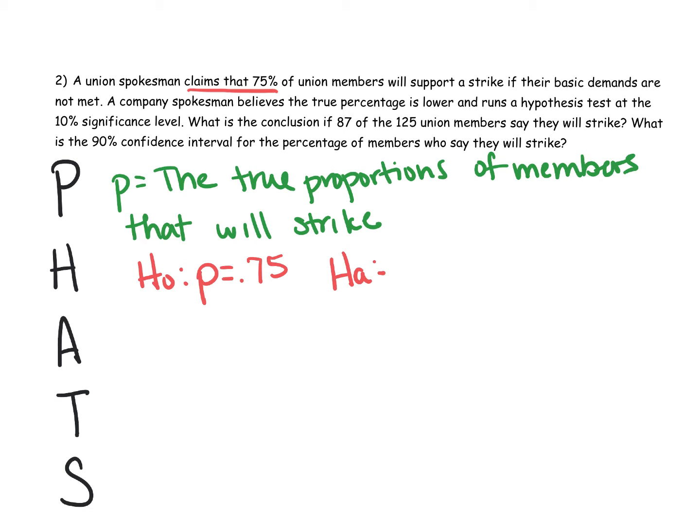And then what I want to do next, I actually want to find p hat, because I want to use p hat as an estimator of what's going to happen next. So when I divide 87 by 125, I get a p hat of 0.696. And because my p hat is lower, and the company spokesperson believes the true percentage is also lower, I know that the alternative hypothesis to be tested is that p must be less than 0.75.